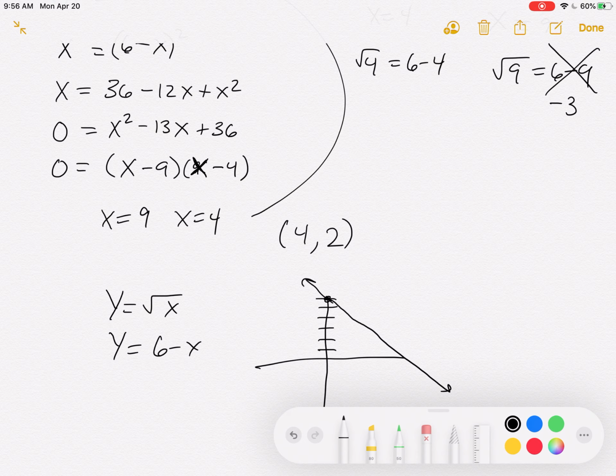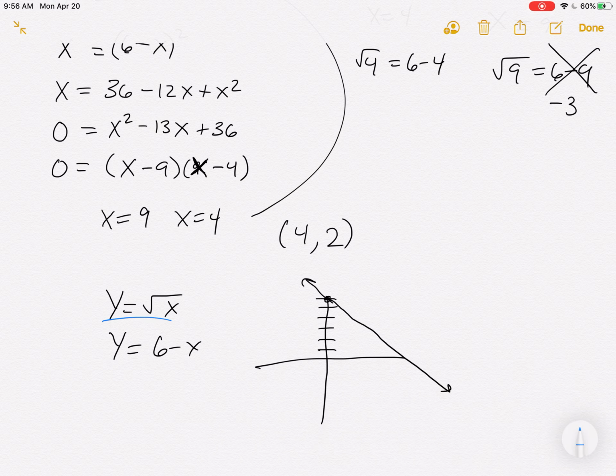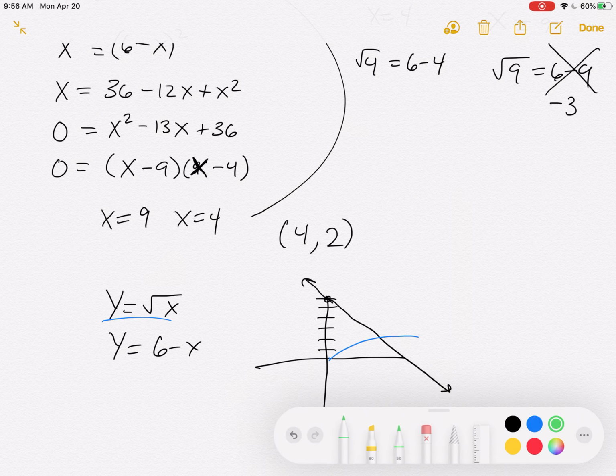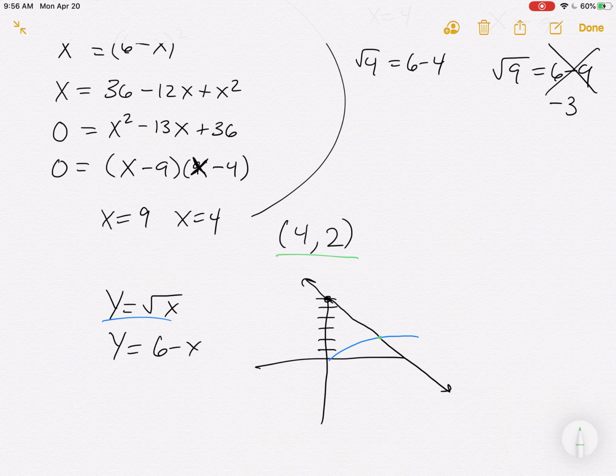I'll do the first equation then in blue, right? That's the square root of x. What does that look like? It looks like this. And you can see what we found in our answer. I'll put it in green as a dot. We found the point (4, 2) as the only intersection point.